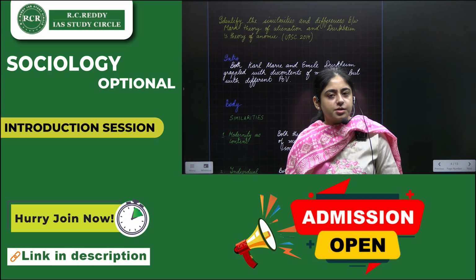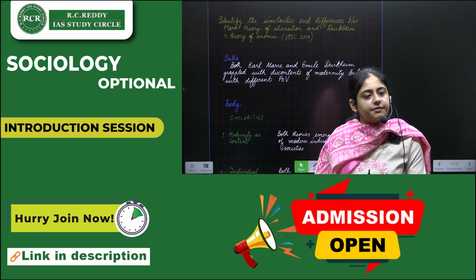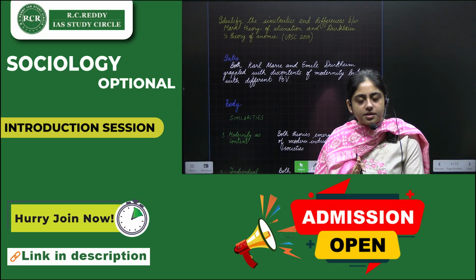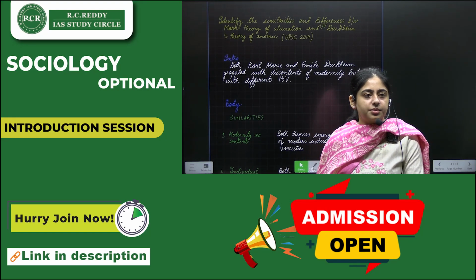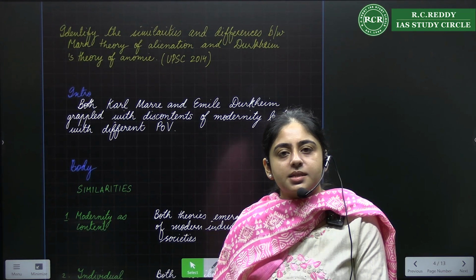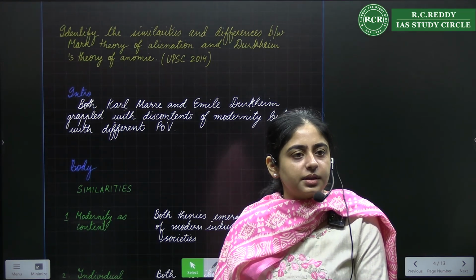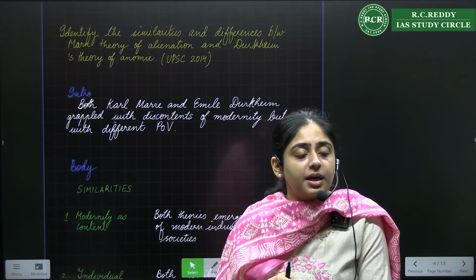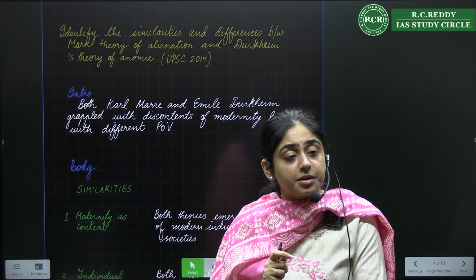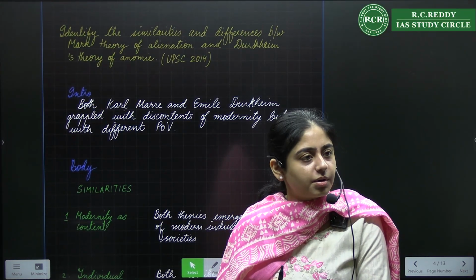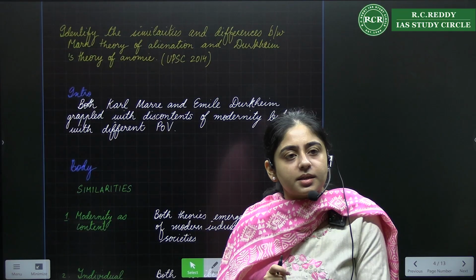If somebody asks you alienation separately, it's very easy to write. If somebody asks you anomie separately, it's very easy to write. But the real test here is, can you compare both the things? Can you identify similarities between these two concepts and also tell differences between these two concepts? That is the real test.